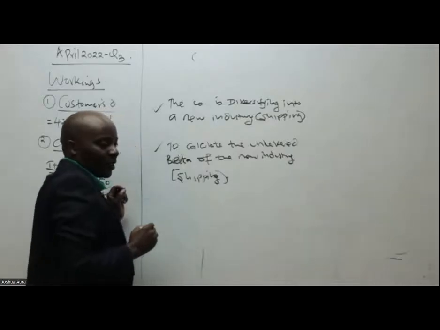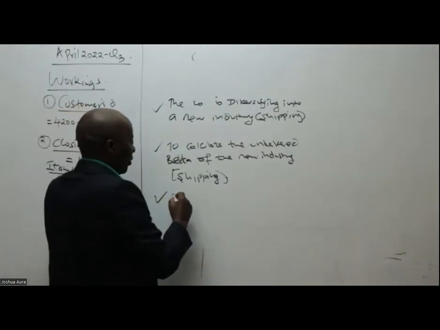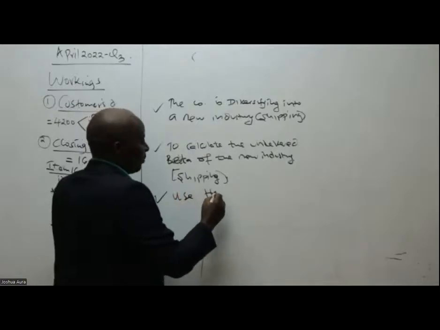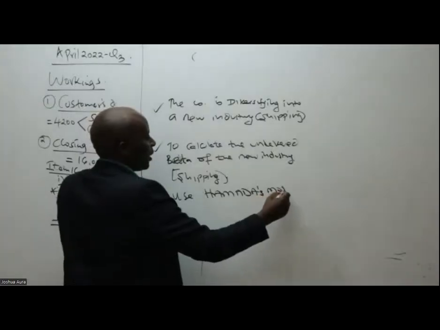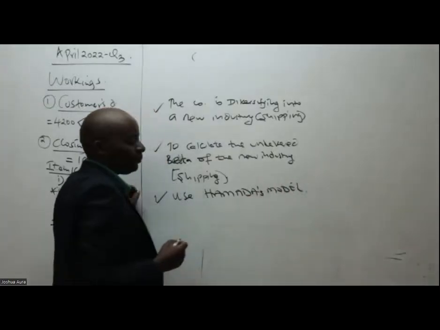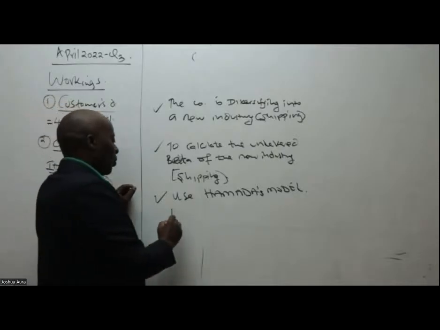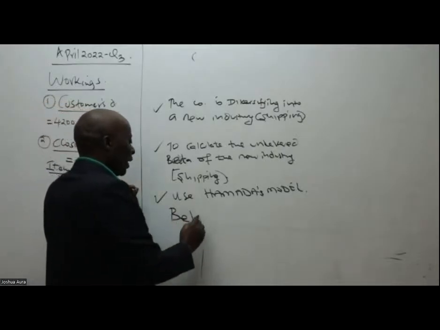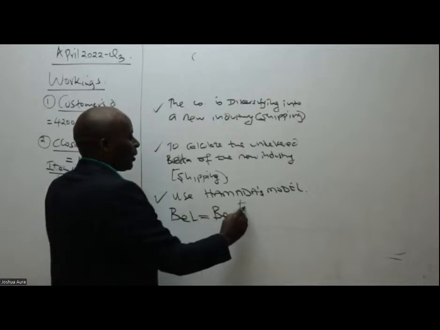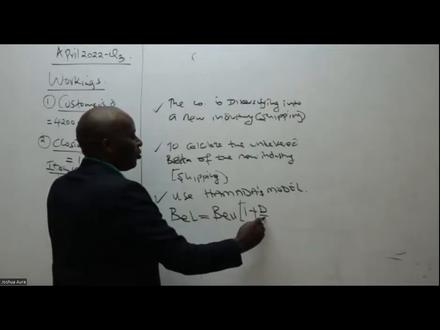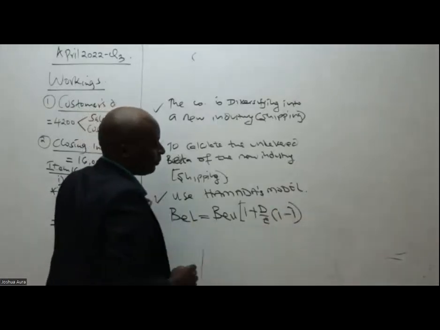Great. Which model do we use? Use Hamada's model. If you remember Hamada's model, we have beta equity of a levered firm equals beta equity of an unlevered firm times 1 plus debt over equity, times 1 minus tax.